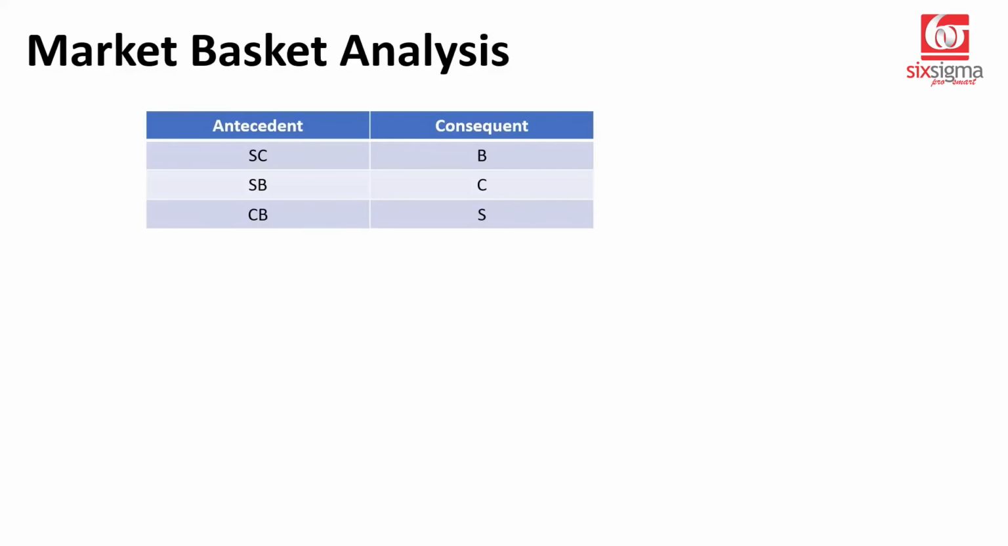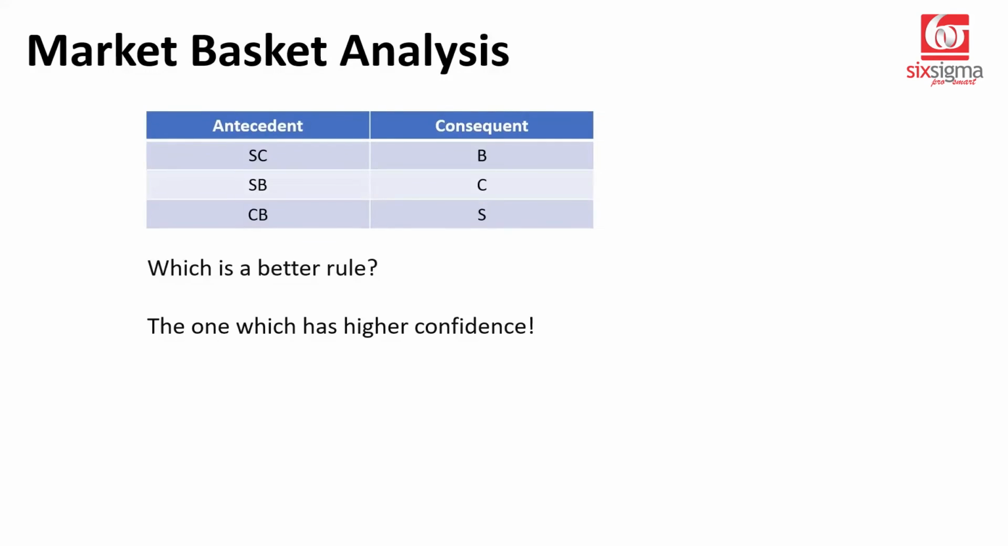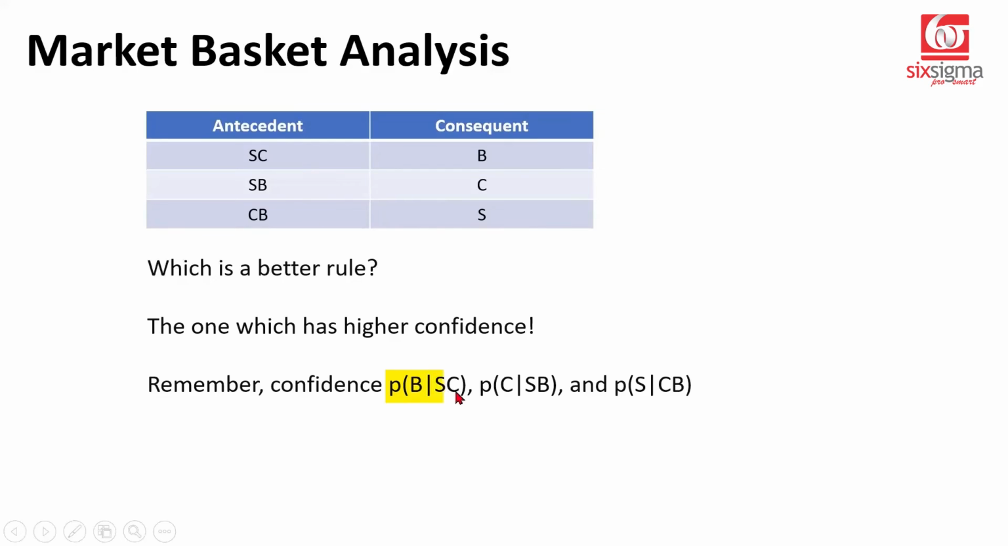So how do we zero down to a better rule? Once again, the Apriori property will be used, but this time on the confidence. The rule having better confidence is the one that will be considered as more meaningful. And what is this confidence? We discussed it in the first video. The confidence is nothing but a conditional probability. So a conditional probability of burger given sandwich and coffee, coffee given sandwich and burger, sandwich given coffee and burger. Whichever has the higher probability, that makes more sense as a rule.